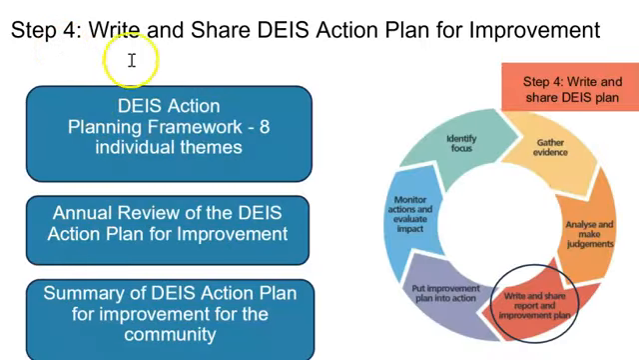Step 4. Write and share DEIS action plan for improvement. So this is step 4 of our 6-step process. So inside our DEIS action planning framework, there are 8 individual themes. There will be an annual review of the DEIS action plan for improvement. And there will be a summary of DEIS action plan for improvement for the community.